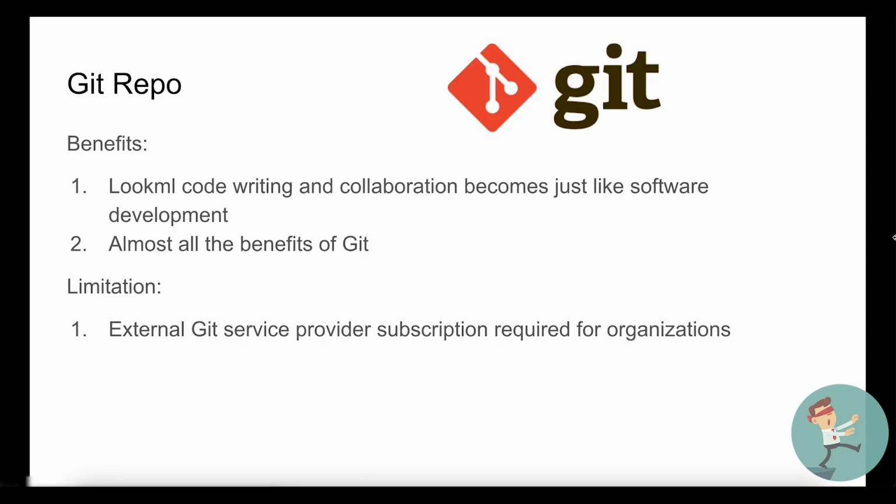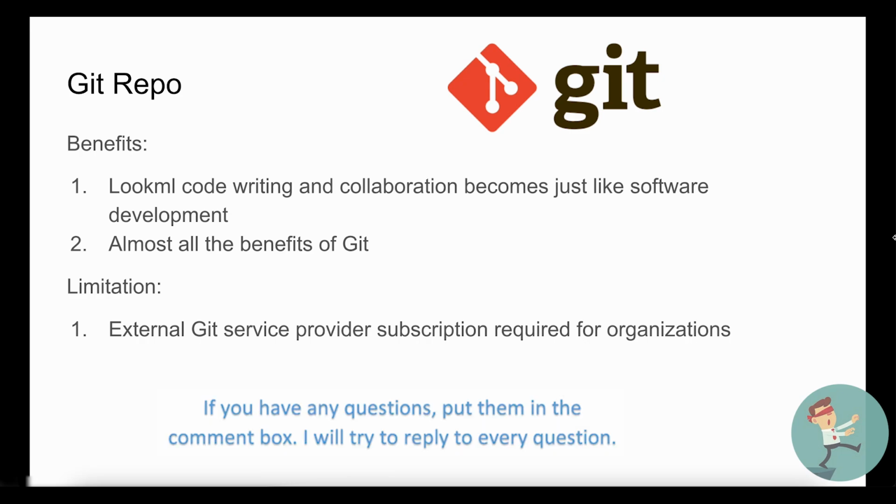What are the benefits, right? LookML code writing and collaboration become like a software development service. As you know, using Git is the bare bone of any software development project. So Looker becomes just like a software development project, and you can use almost all the benefits of Git, like cherry picking and creating a branch from a specific commit. These kinds of benefits provide you an edge over other BI tools.